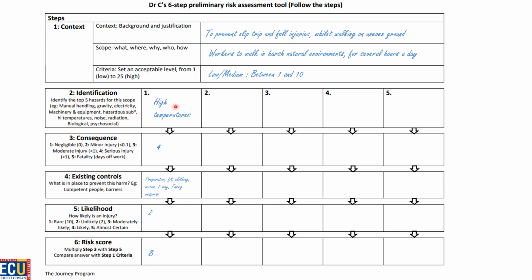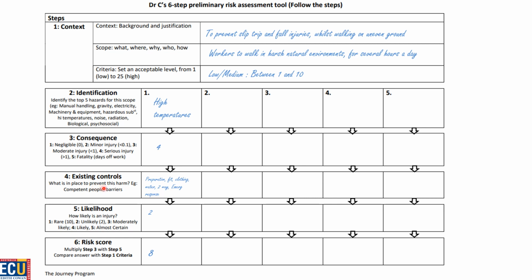So in identification, we've identified one of several hazards. Obviously you're going to have a look at some of the other hazards and you'll put them in here. But we've identified that there are some high temperatures associated with this task. These high temperatures could have the effect of a serious injury to that worker. So we put in a number 4.